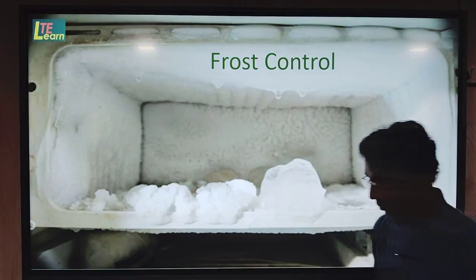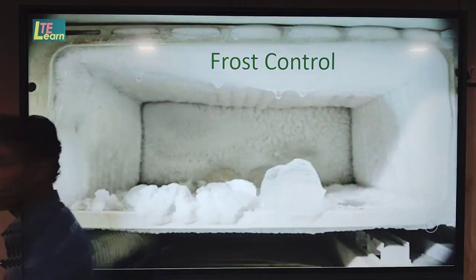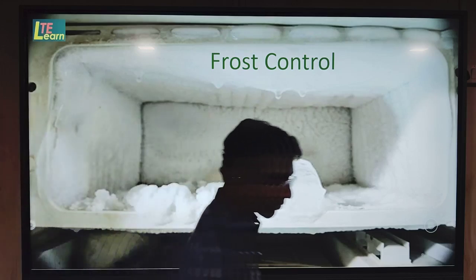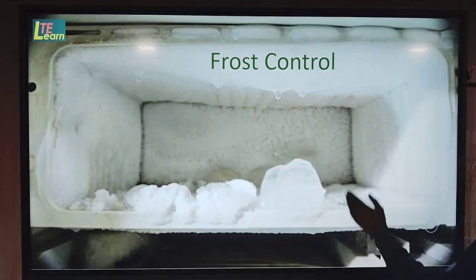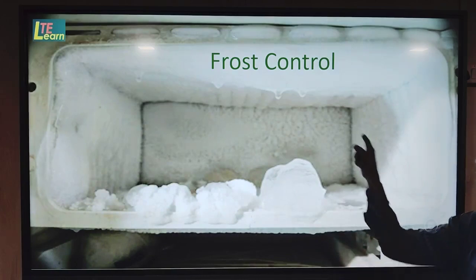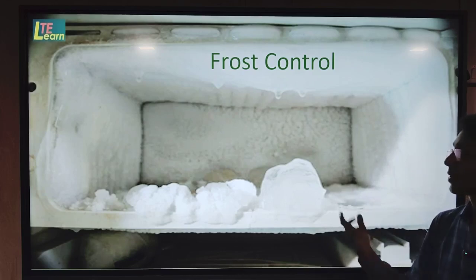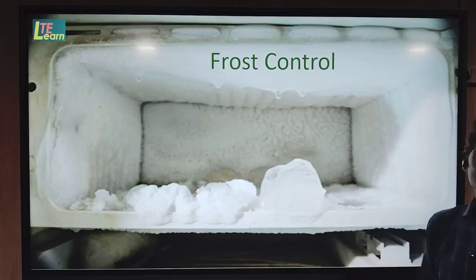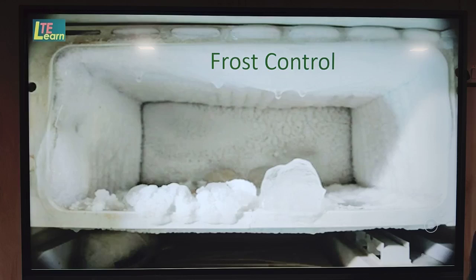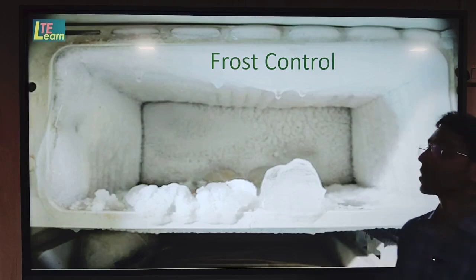Frost control. We face this kind of problem in our homes also. If we open the refrigerator door, we can see a picture like this of the cooling coil area in the freezer section. Here accumulation of ice takes place, which is called frost, and it degrades the performance of the system because the ice layer acts as an insulator. It reduces the heat transfer rate of the system and also degrades its cooling capacity. That is why, to avoid this, frost control is required.